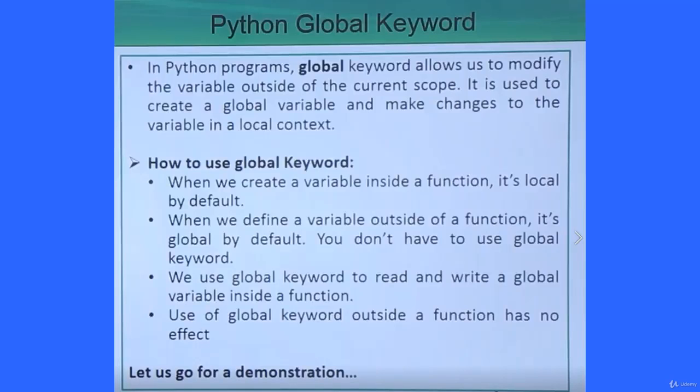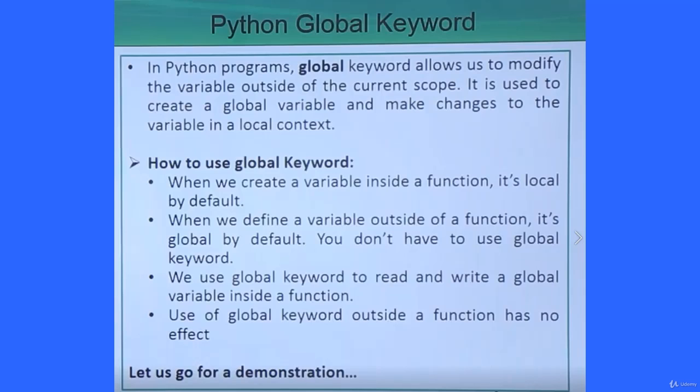Python global keyword. So you know that we have multiple keywords available in Python, but in this video we are concentrating only on the global keyword. A Python program's global keyword allows us to modify a variable outside of the current scope. So we can change the variable value outside of the current scope, and it is used to create a global variable and make changes to the variable in the local context also.